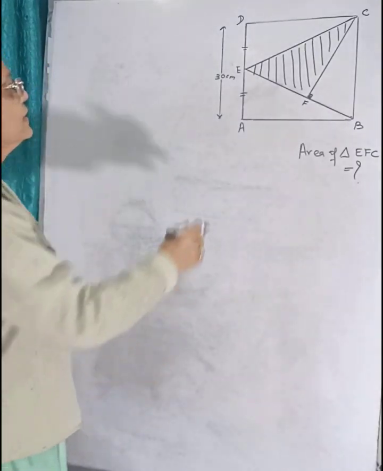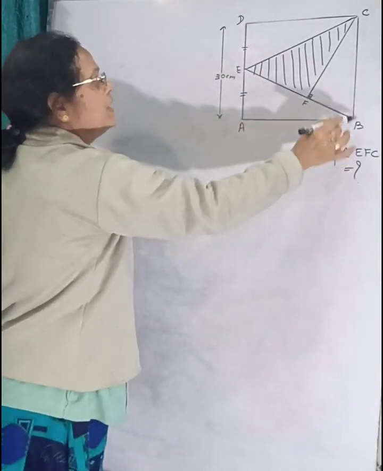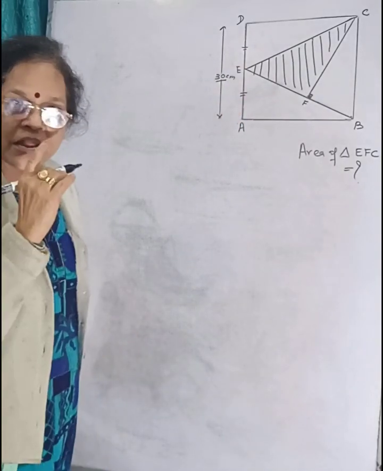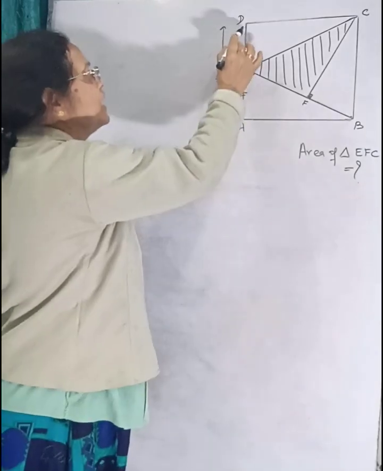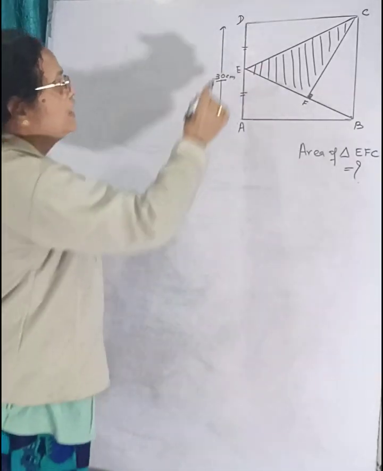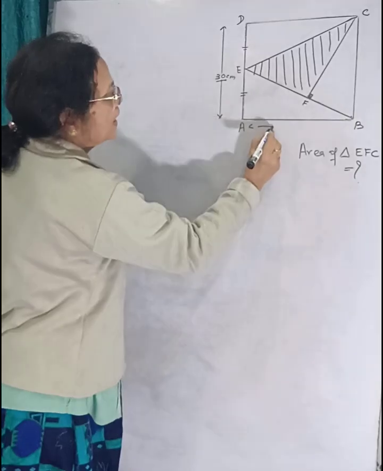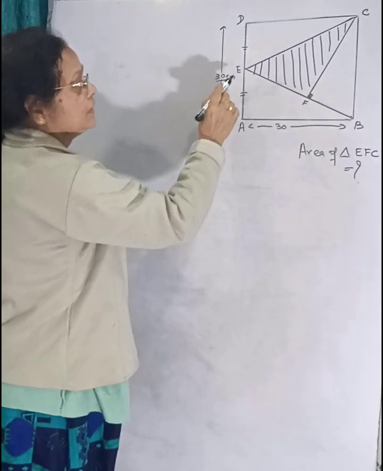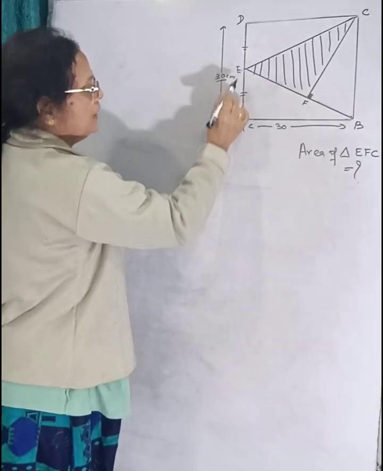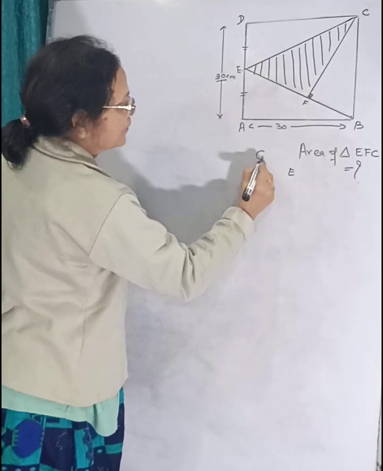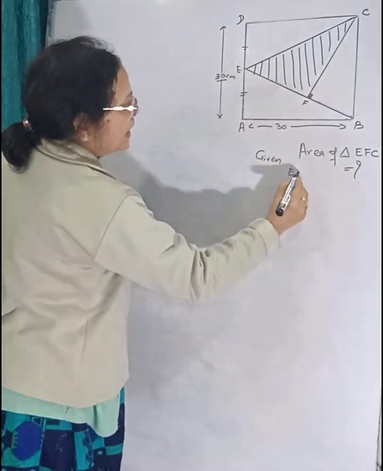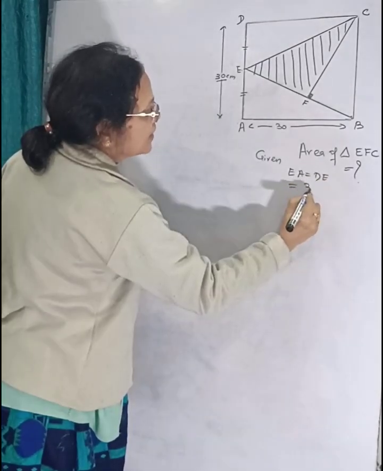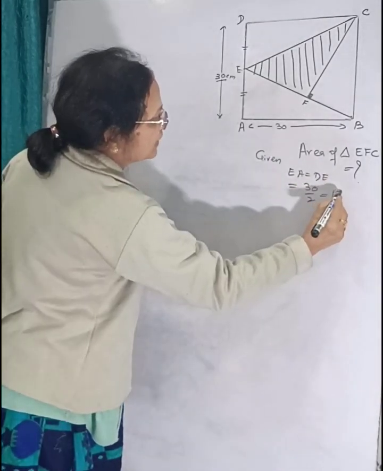The condition is, this is a square. ABCD is a square, each arm 30 centimeter. It means DA is equal to 30 and AB is also equal to 30 centimeter. This is the midpoint E. EA is equal to DE, that is 30 by 2, equal to 15 cm.